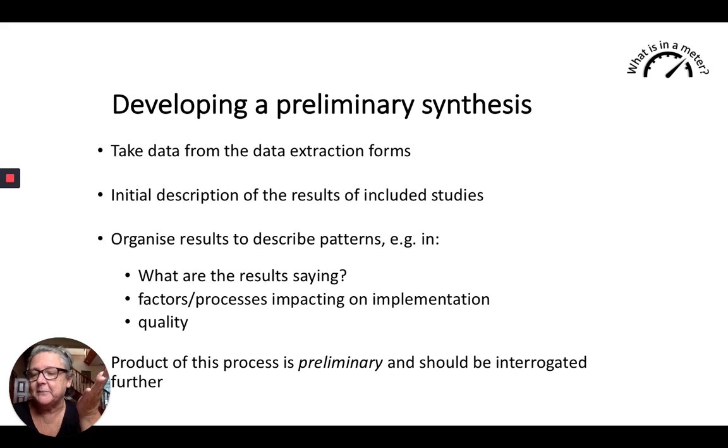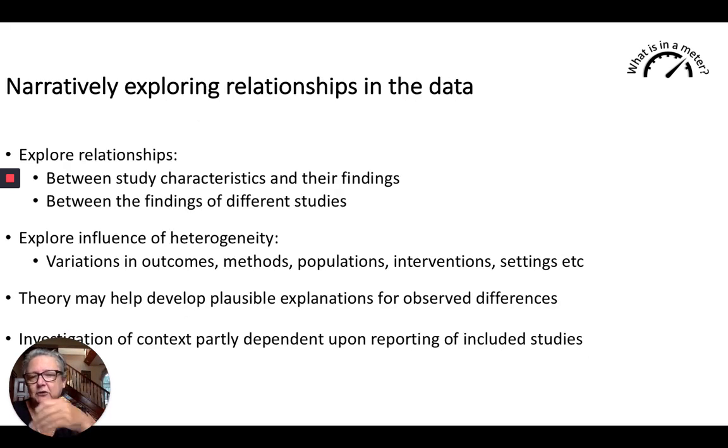And everybody thinks by the time they get to this stage that we're onto the easy bit, but actually this can be quite difficult. So you just want to start thinking about this at this stage. What are the results? What are the things that you're seeing coming out of the results? You want to explore the relationships between characteristics and the findings.